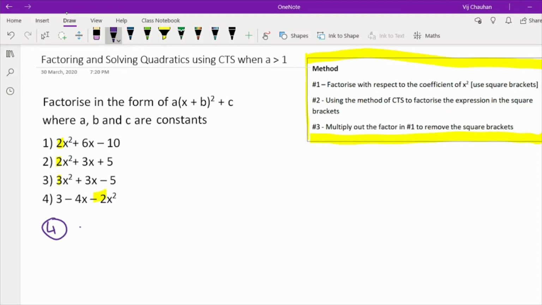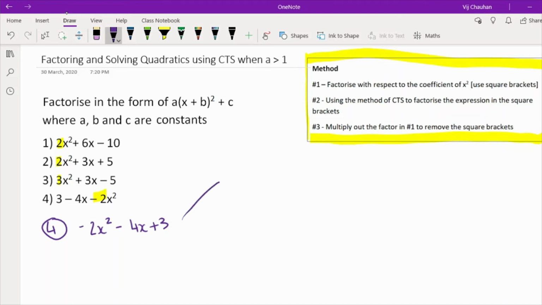So what I'm going to do is rearrange this equation so that I've got it going down in degrees of x, or in terms of powers of x. So I've got minus 4x, positive 3. As you can see, the sign of each of these things in the expression is still the same. My x squared is still negative, my 4x is still negative, and my 3 is still positive.